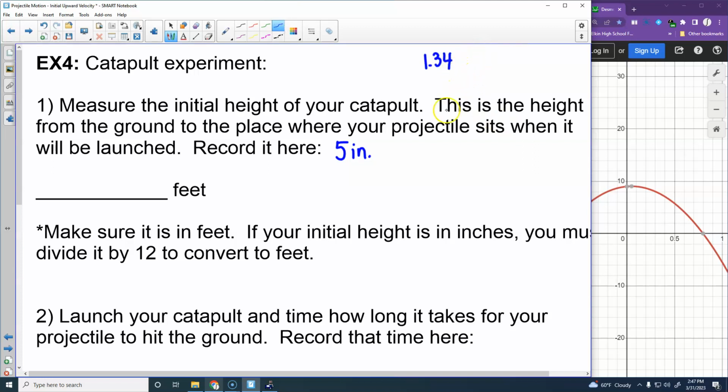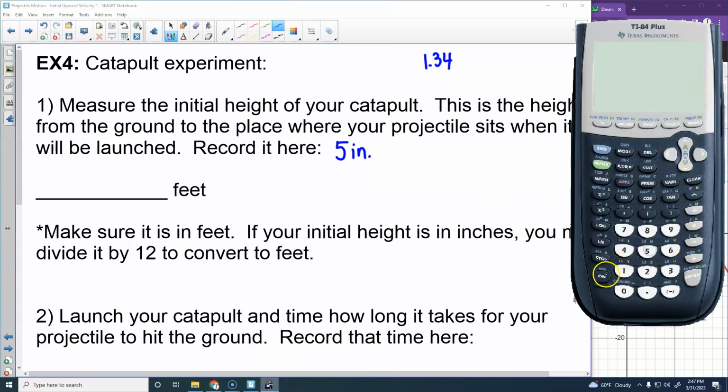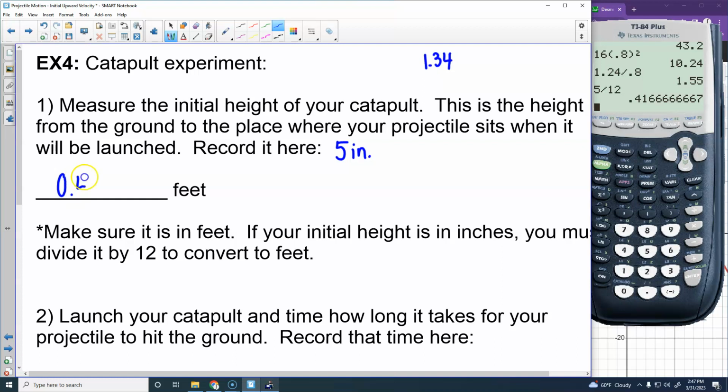All right, so 5 inches. I need this to be in feet. If I put a 5 into this equation, it thinks it's feet. So if it's only 5 inches off the ground and I tell my equation it's 5 feet off the ground, you'll be terribly off. So how do I change 5 inches to feet? Divide by 12. 5 divided by 12 is going to give me 0.416 repeating. It must be in feet.